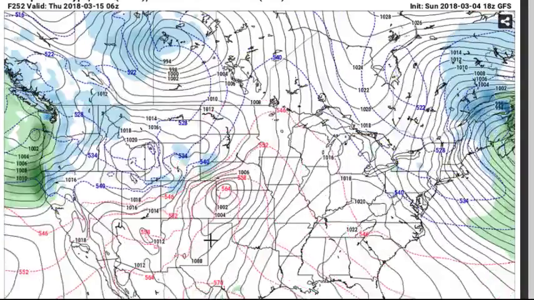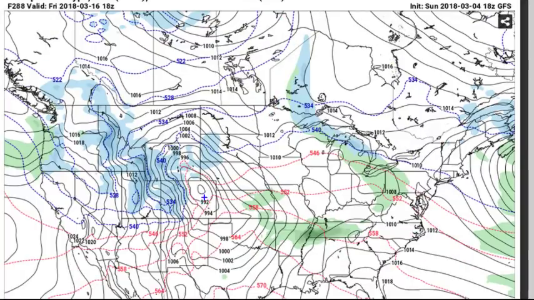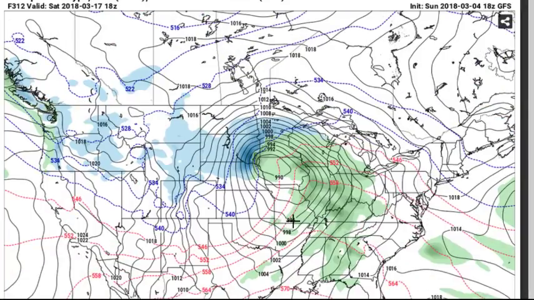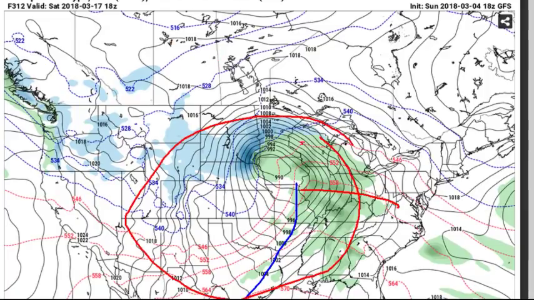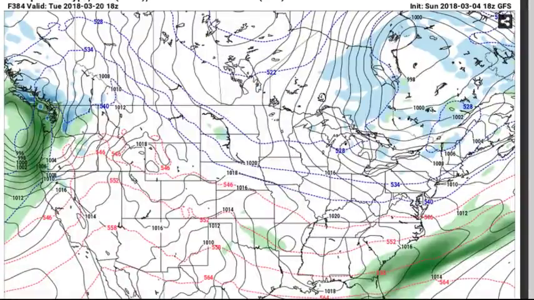Another wave comes in later in the week, and looks like that goes mostly up north. And then another big system coming out of the Rockies for Friday and Saturday. And there it goes. This is 300 hours out, so there could be a lot of change between now and then. But it definitely looks active coming up there later on.